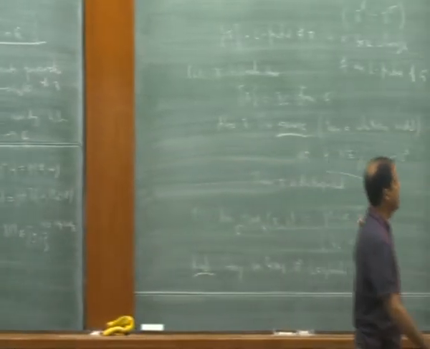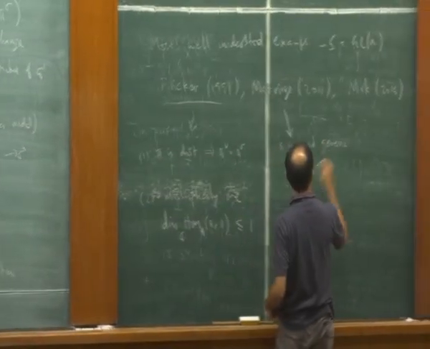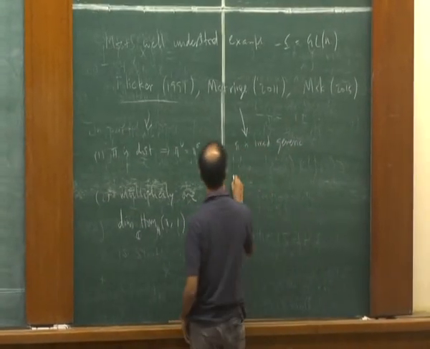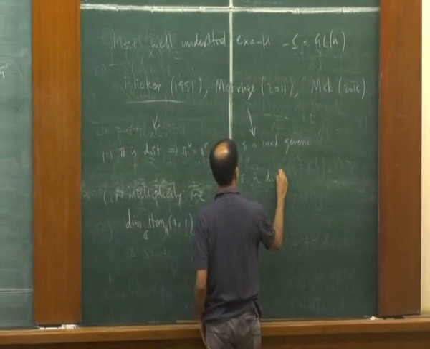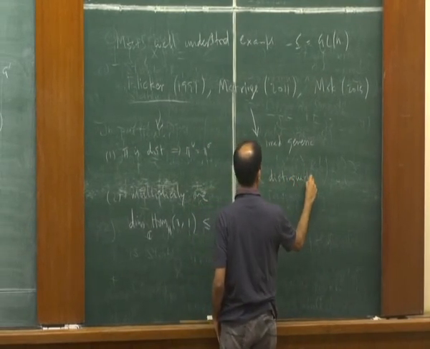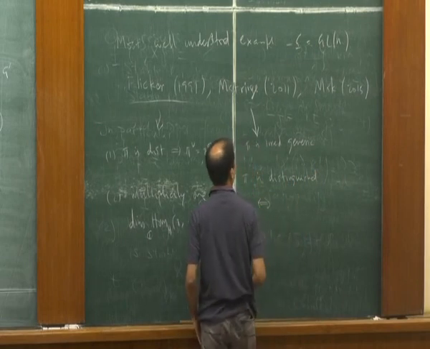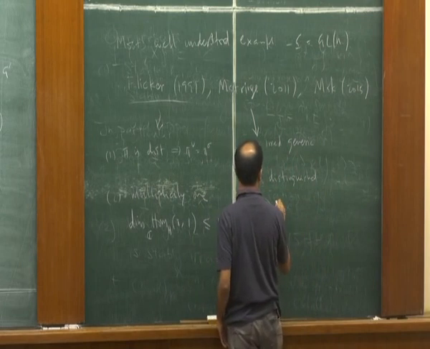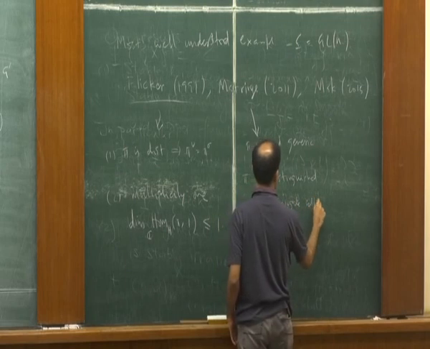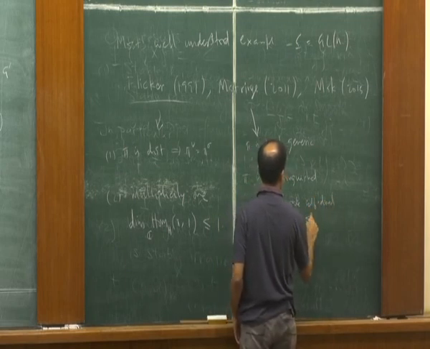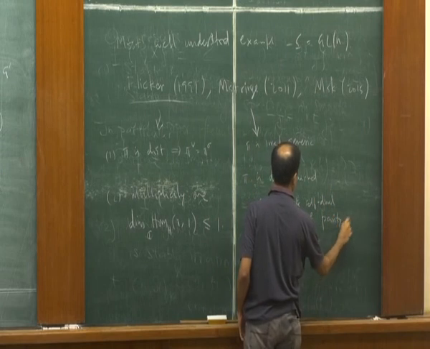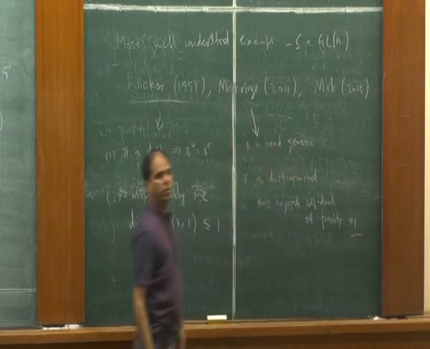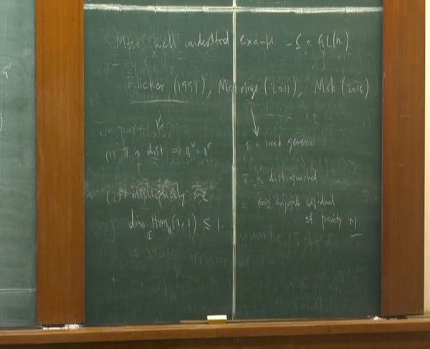Matrange's result in that language can be easily stated. If you have an irreducible generic representation, then pi is distinguished if and only if it is conjugate self-dual of parity plus 1. So distinction is on the Langlands parameter side, parity being plus 1.